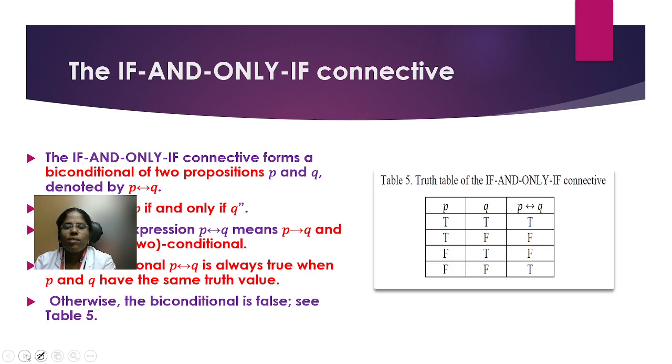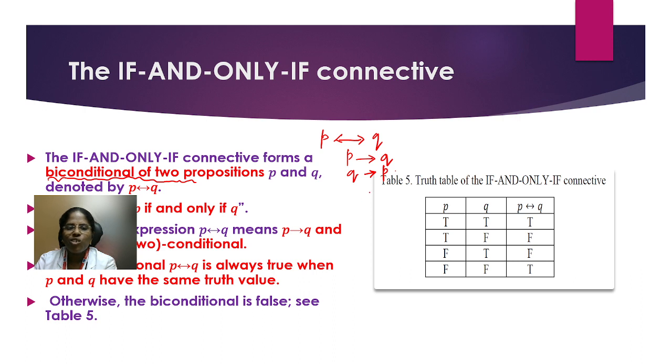Then the last connective is the if and only if connective. The if and only if connective forms the biconditional of two propositions. It is represented with two arrows, no? That's why it is biconditional. We read it as P if and only if Q. That is, the logical expression P if and only if Q means P implies Q and Q implies P, both sides. That's why it is called biconditional. Both two conditionals are here.